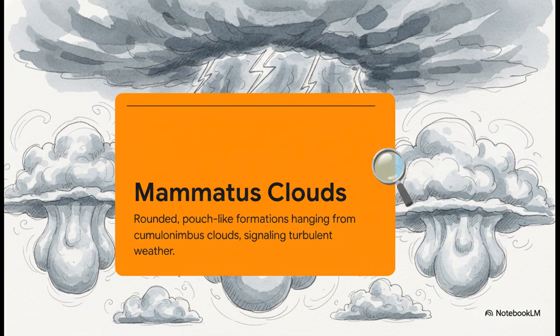And sometimes, hanging from the underside of these massive storm clouds, you might see this incredible and kind of eerie sight: mammatus clouds. These weird pouch-like formations are a dead giveaway that the air is extremely turbulent. They often show up right as a severe thunderstorm is starting to weaken.